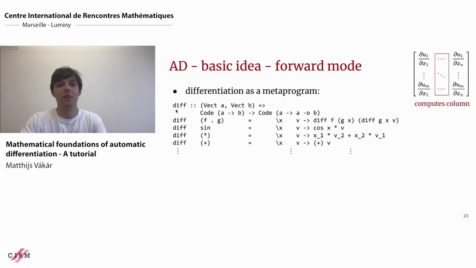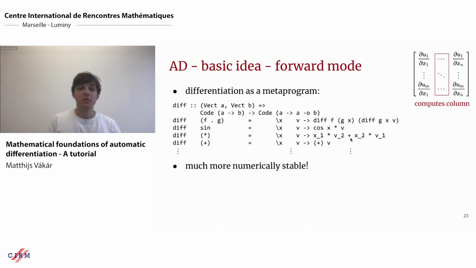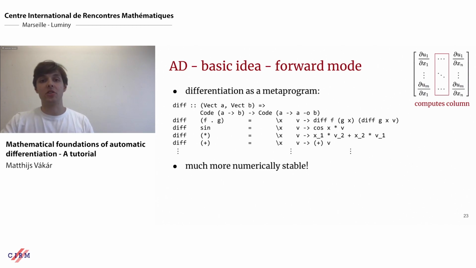And similarly, the derivative of a sine function is just a function that sends an x and the tangent vector v to the cosine of x multiplied by the tangent vector v. And the tangent vector v in this case is going to be one-dimensional because sine is a function from R to R. Similarly, for multiplication, we see the product rule for derivatives. So this is much more numerically stable already than our previous attempt. So in that sense, it's an improvement. In some other ways, it's not much of an improvement.